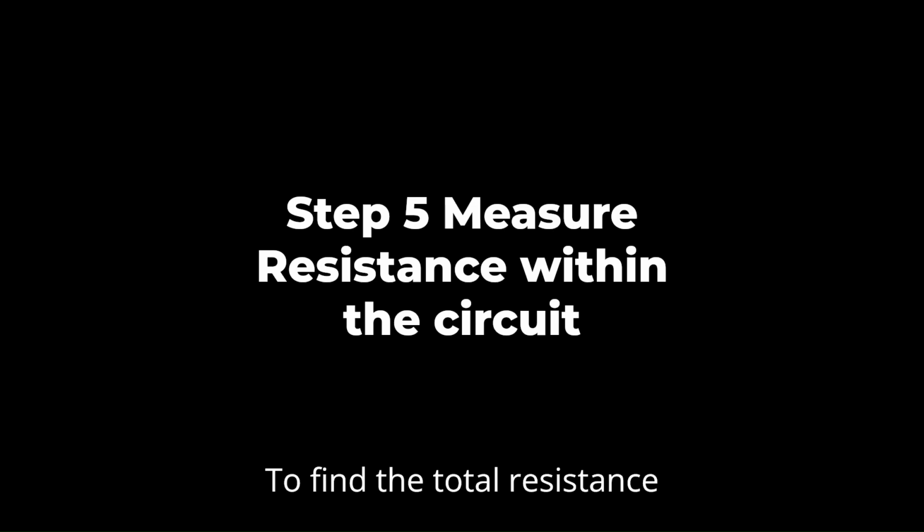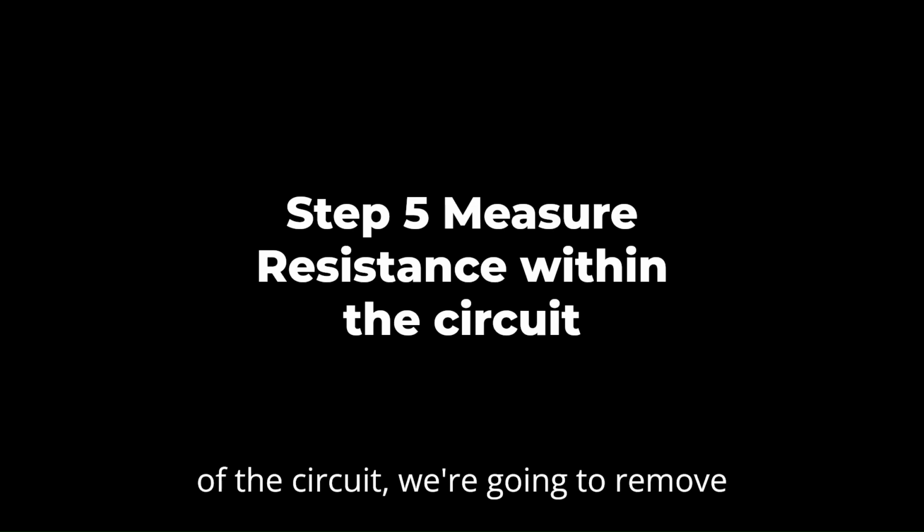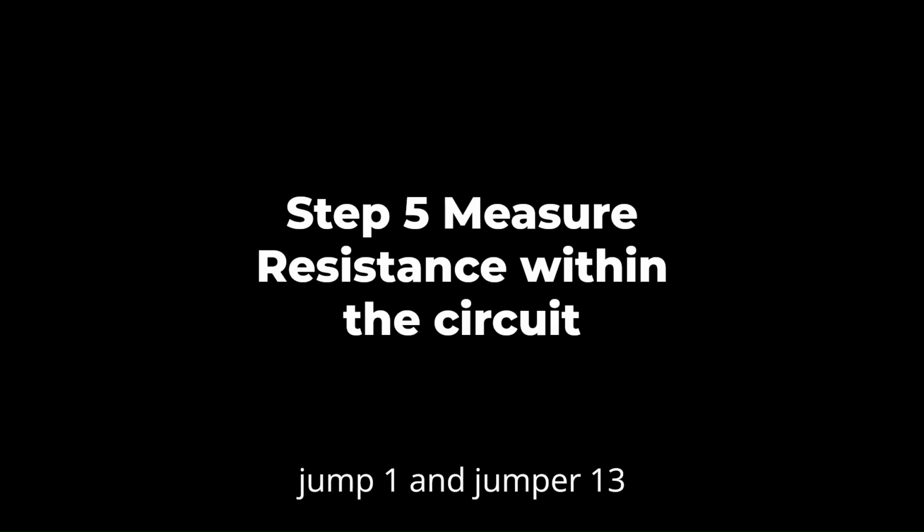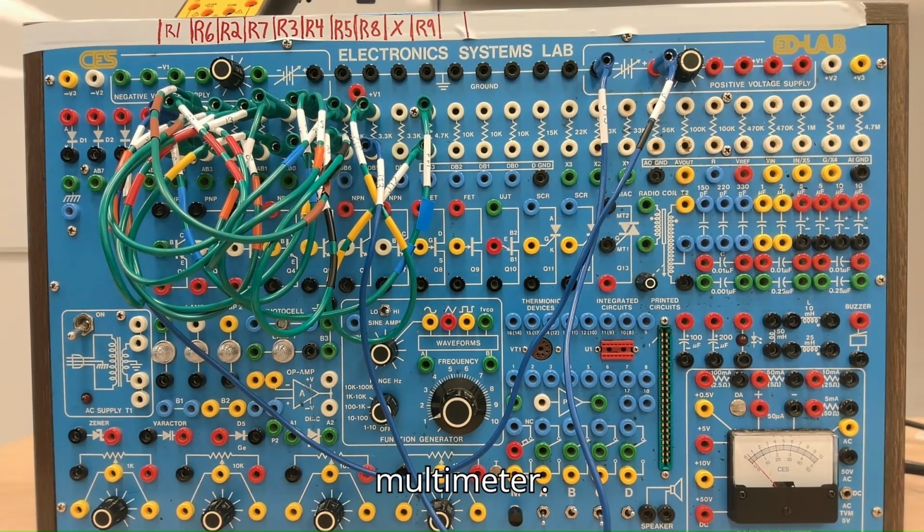To find the total resistance of the circuit, we're going to remove jumper 1 and jumper 13 from our circuit and plug those into our multimeter.